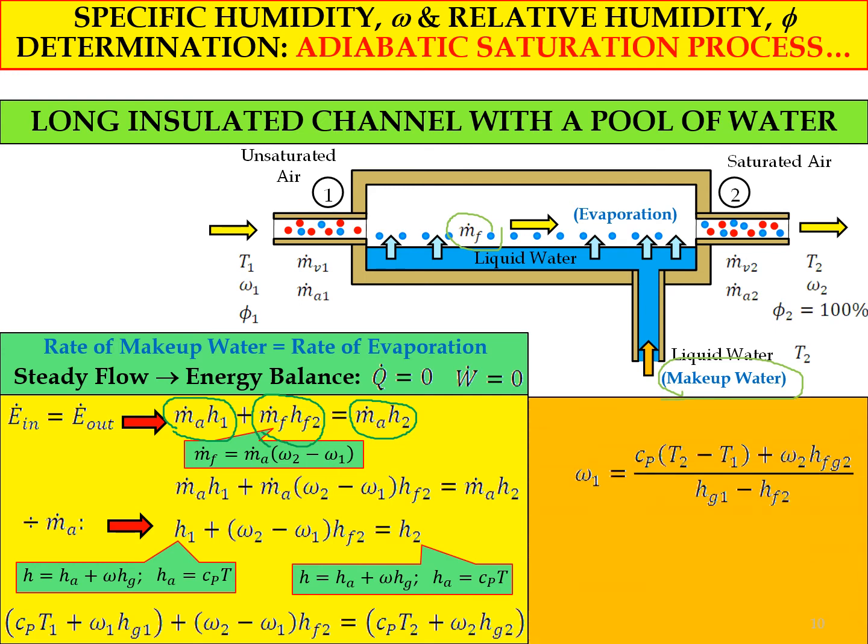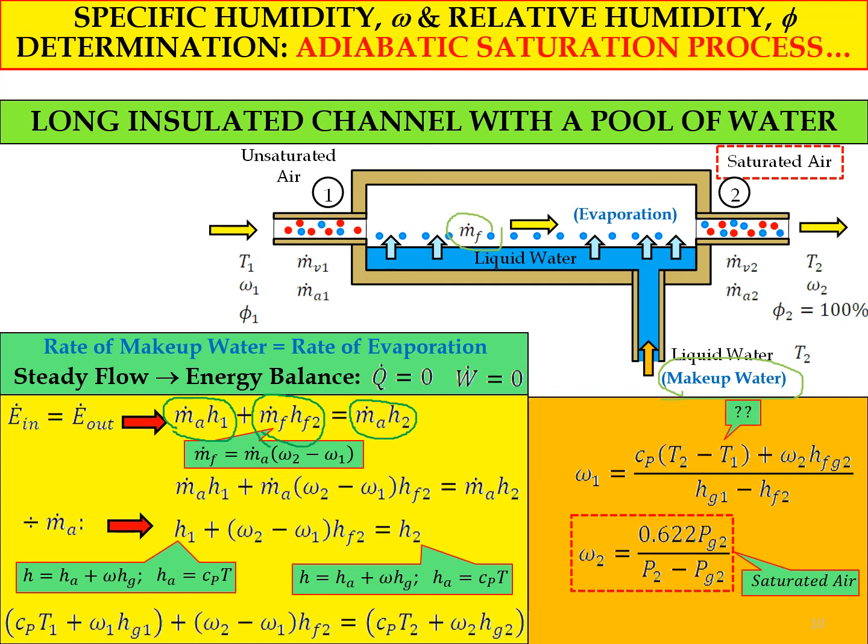We can get omega 1 is equal to c_p times (T2 minus T1) plus omega 2 h_fg2, divided by h_g1 minus h_f2. And you also can know the omega at state 2. Omega is the specific humidity at state 1 and specific humidity at state 2. So from these two equations, we can calculate the specific humidity at state 1 and specific humidity at state 2, provided we measure the temperature at state 1, temperature at state 2, and also the pressure at state 2.